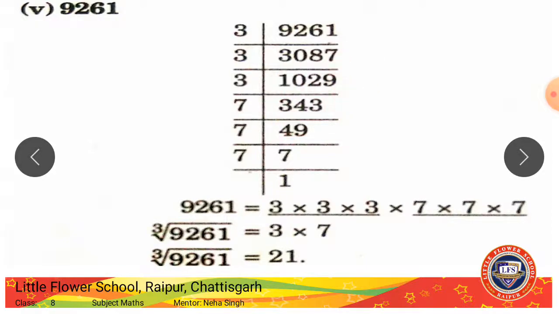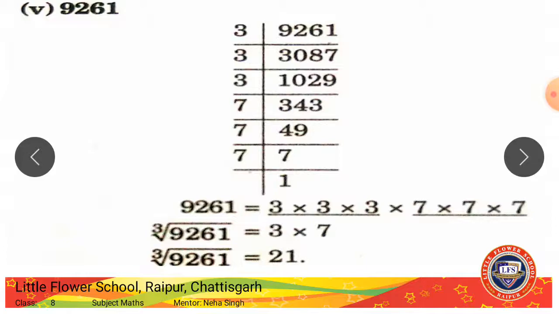Now this 343 is not divisible by 3 anymore. So we'll check for 4, 5, 6. It will be directly divisible by 7. So 7 4s are 28, right? And 63, 6 will be carried. So 7 9s are 63. 7 7s are 49, 7 1s are 7.